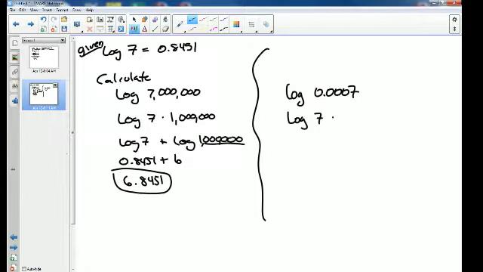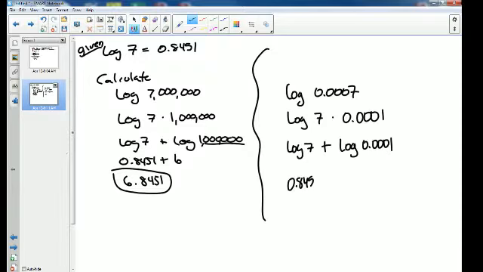Again, we have log 7. So this is 7 times what? 0.00001. Right? 100,000. Now we can split them. Is this a clean exponent of 10? Yes. It's just a negative exponent, remember? We can rewrite it if you need to as 1 over 100,000.